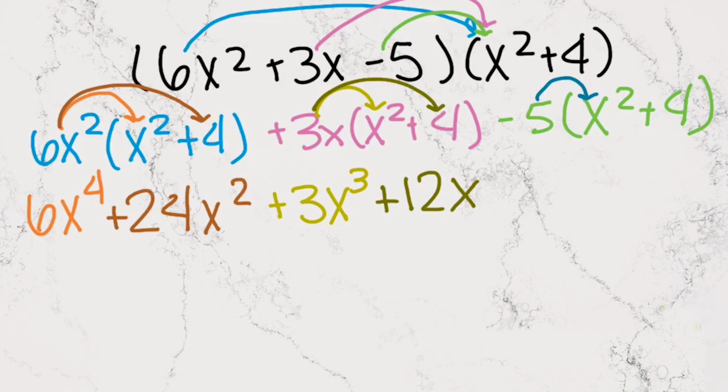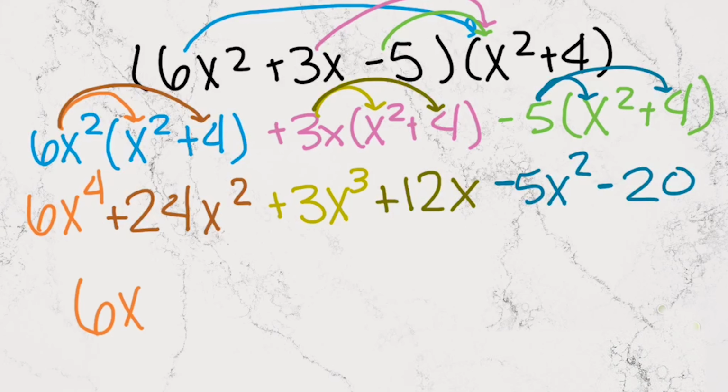Negative 5 times x squared, negative 5x squared. Negative 5 times 4, negative 20. Well, I don't have any other x to the power 4 term, so that remains. Now remember, we write our polynomials in order of greatest exponent to least. So I want to make sure that I don't have any x cubed terms before I move on to my x squared.